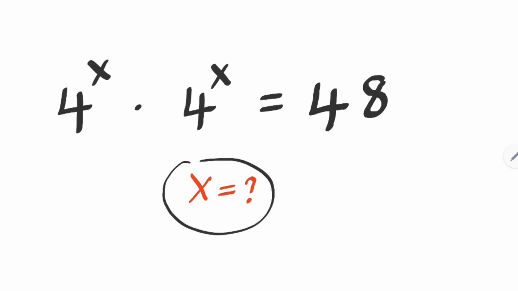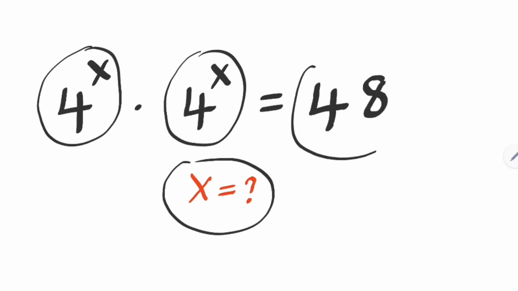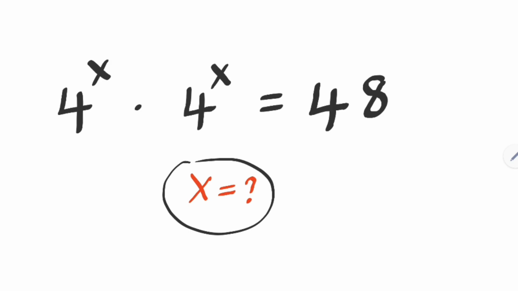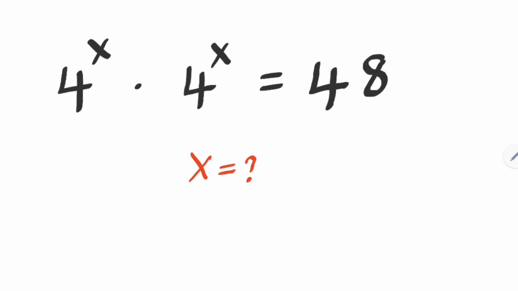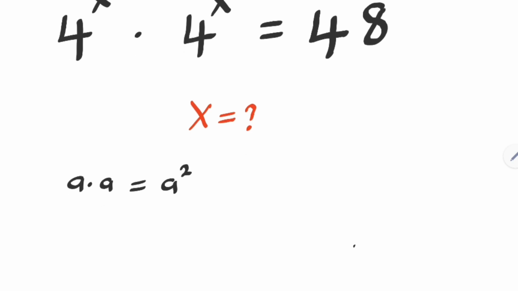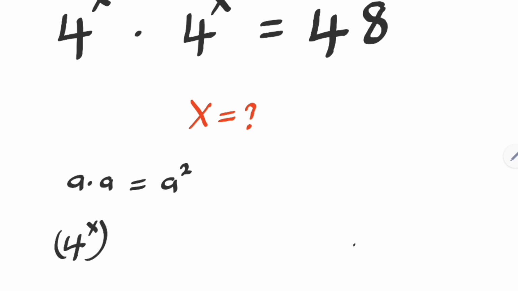Let us solve for x given 4 raised to power x multiplied by 4 raised to power x is equal to 48. If you have a multiplied by a, this is equal to a square. Then this can be written as 4 raised to power x to the power of 2 is equal to 48.